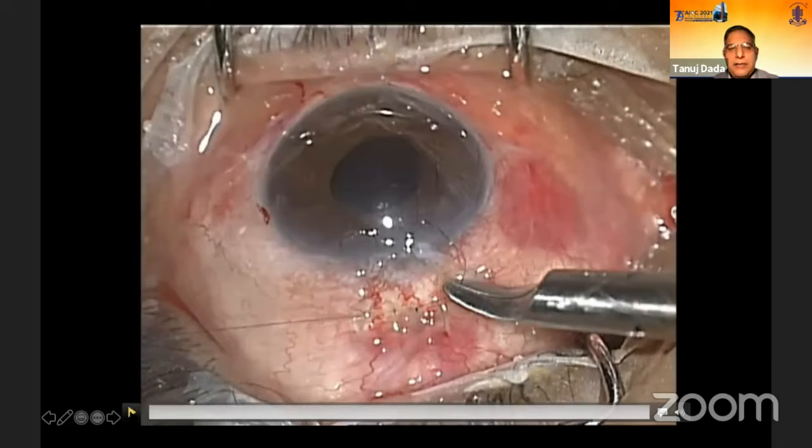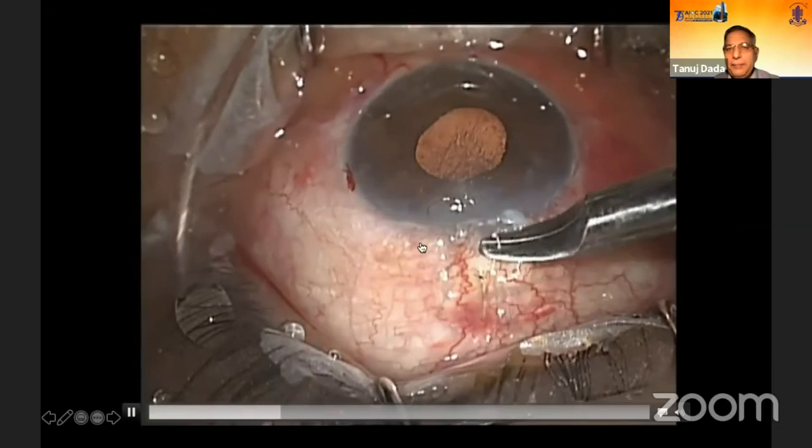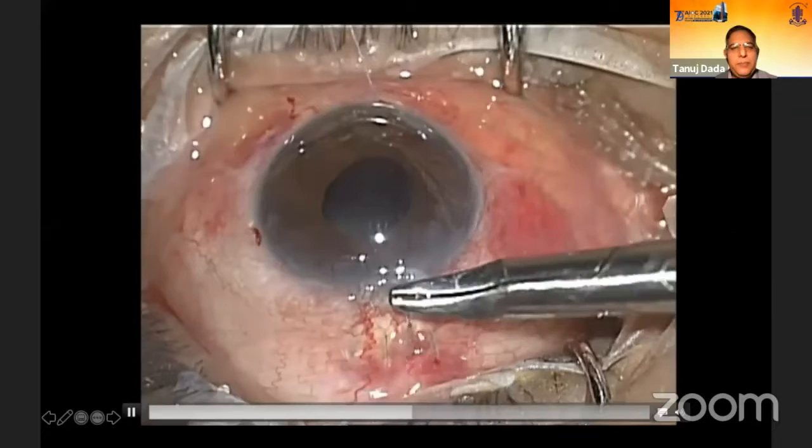So this is transconjunctival suturing, if you have an early post-operative hypotony following trabeculectomy where there is no active wound leak, and you can see this is despite a releasable suture that has been placed.